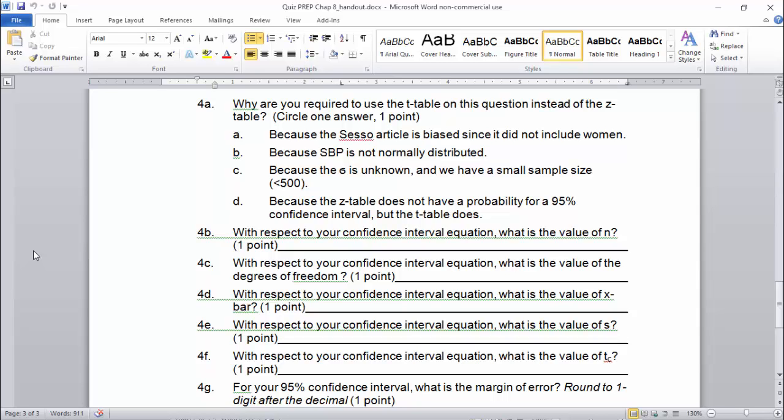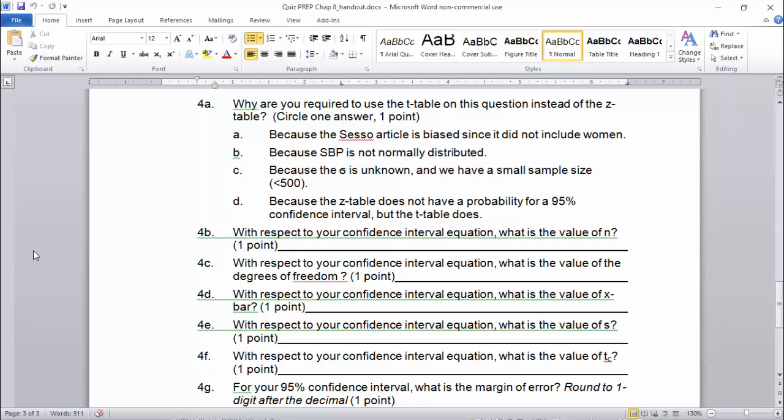C is attractive. C says because the population standard deviation is unknown, because CESO didn't include any women, and we have a sample size of less than 500. And I'm being very liberal here. Personally, if we have more than maybe 100, I'm kind of cool with it. But less than 100, you really got to do something, because I just don't trust that whatever our sample is going to give us a really good estimate.